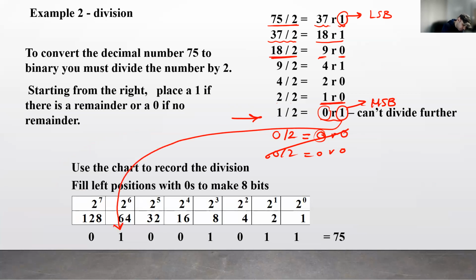Then the 0 will follow. 2 0s. Then this one here. Then 0, then 2 1s. And if you want to check on yourself, just convert this back to decimal.